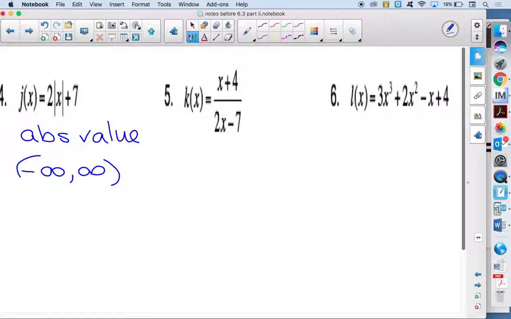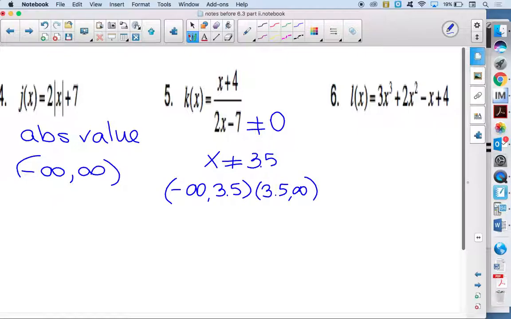Number 5 is a fraction. So, what's going on with the fraction? So close. About not equal to 0. So it's not allowed to equal 0. So what does that mean? X isn't allowed to be... So add 7, divide by 2. So that means negative infinity to positive 3.5 with parentheses, 3.5 to positive infinity with parentheses.